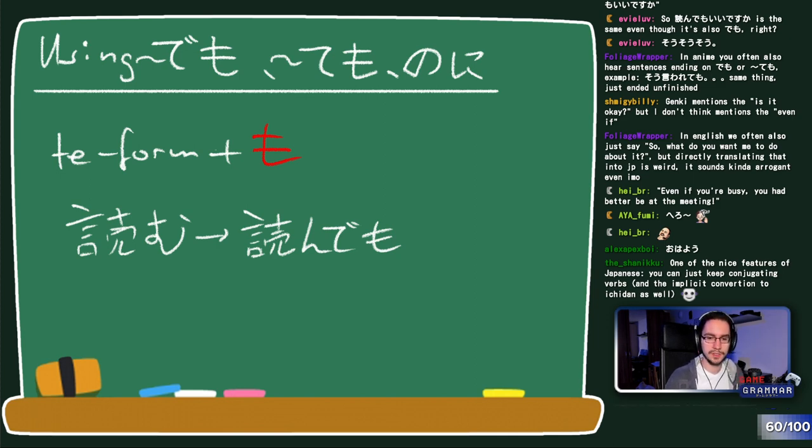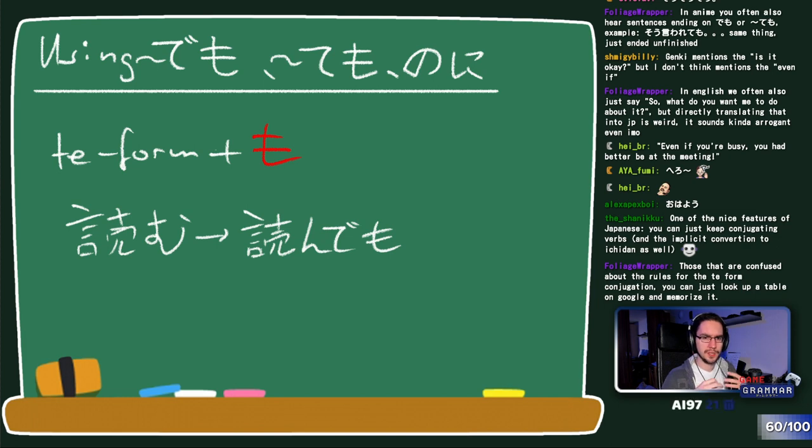For Japanese, you can just keep conjugating verbs in implicit conversation as well. Yeah, that's really the powerful thing of it. I like it because it's really te form conjugation, just look up te form on Google and memorize it. Yeah, definitely. I have done a full one-hour lesson just on te form. Actually, I have done multiple lessons on te form.